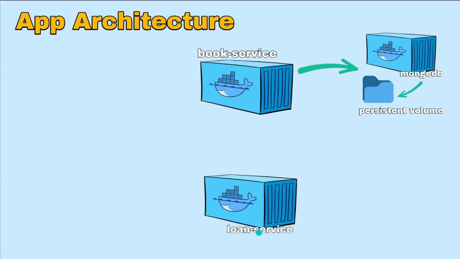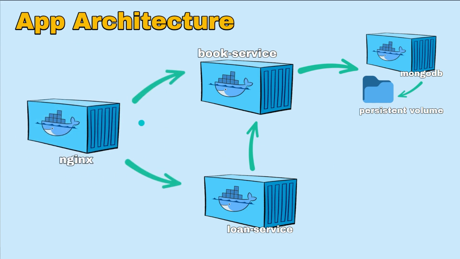Down here, we're going to have a loan service, and this is going to be responsible for returning the details about the loaned out books. The loan service could have its own database as well, but we're going to leave that out for this example. The loan service will also make a call to the book service if it needs to get the full book details. And over here on the left, we also have an Nginx container. This is going to act as a reverse proxy, which directs traffic to our services, which is a typical thing you'll find in this sort of microservice setup.